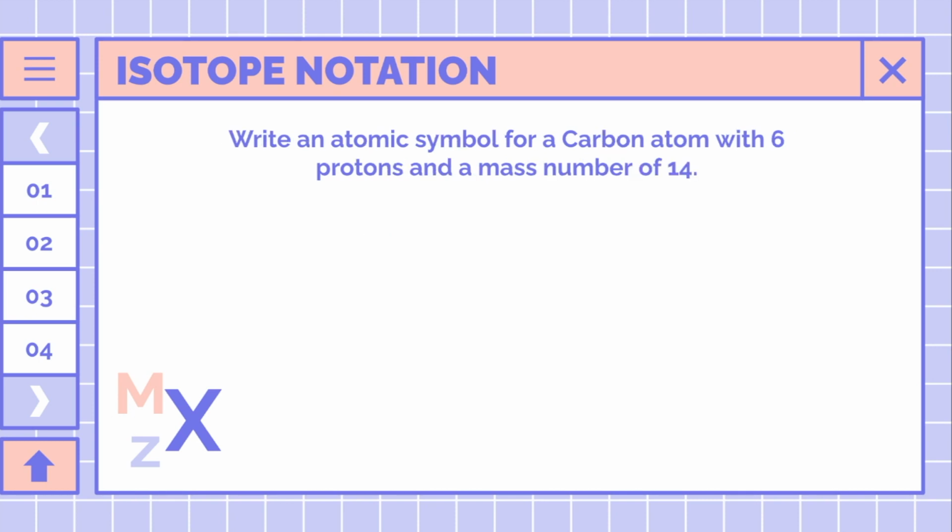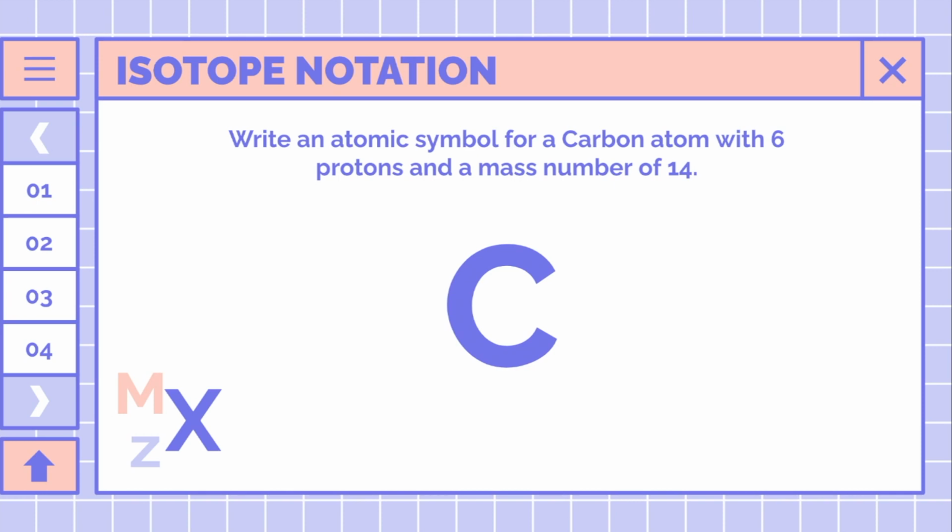Write an atomic symbol for a carbon atom with 6 protons and a mass number of 14. So in this problem, we have the element, mass number, and number of protons provided. Let's start with the element, which is carbon. We'll put a C in the place of X.